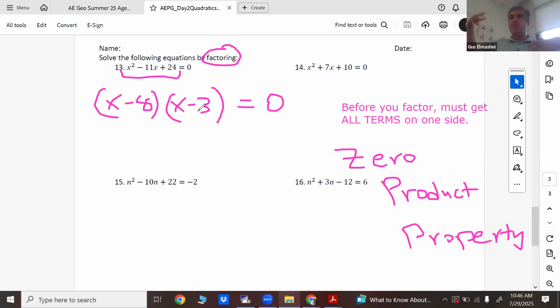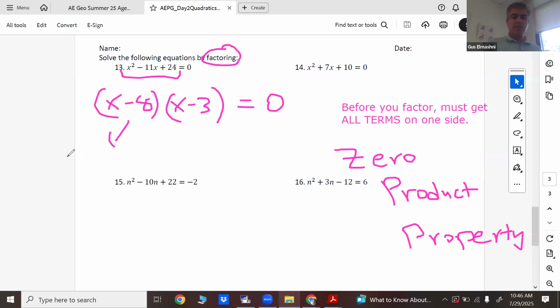Now, what happens if we do follow this recipe? Oh, just go through the motions and try to memorize it. No, we have to understand what the heck is happening graphically. If you went to Desmos and graphed that, where is that going to cross the x-axis? At 8 and 3. Why? Because it makes this zero. Because y equals 0. That's why we do this.